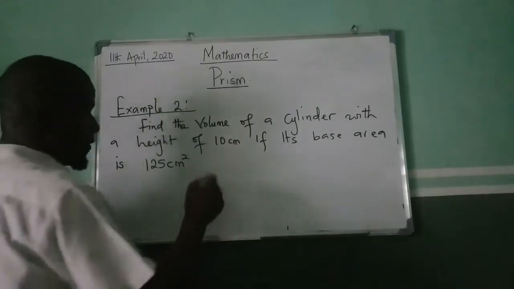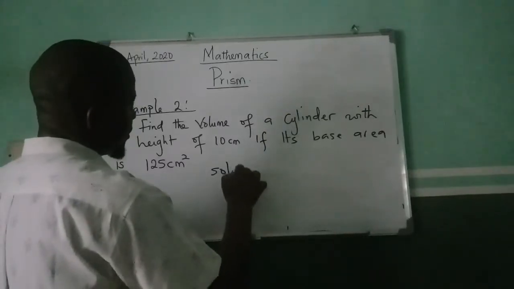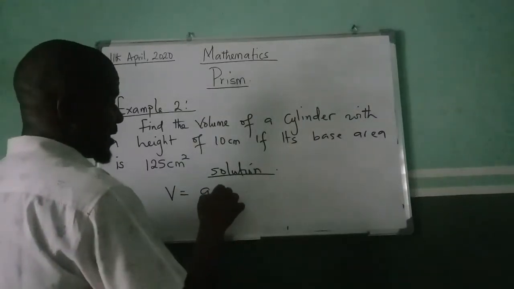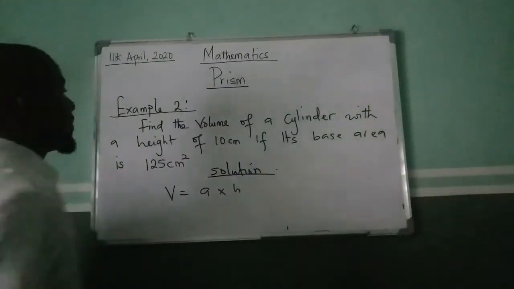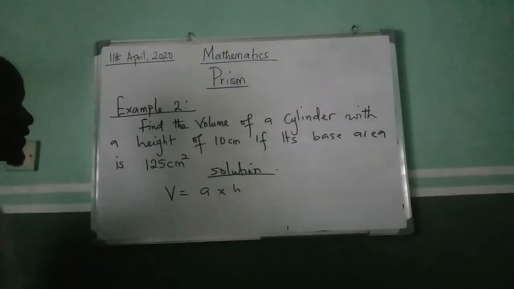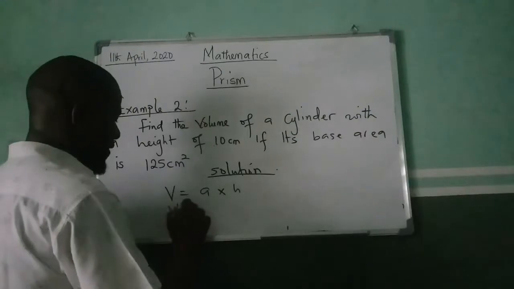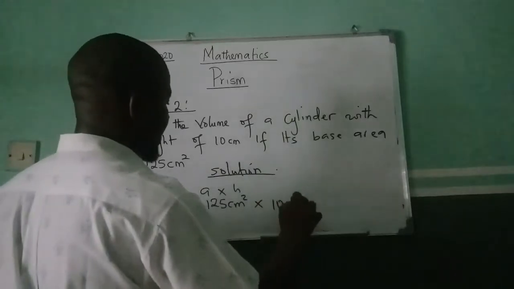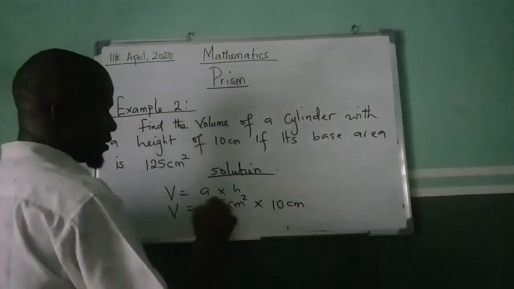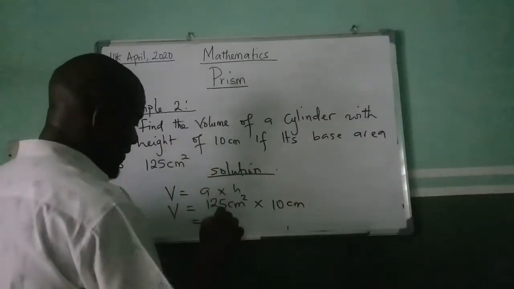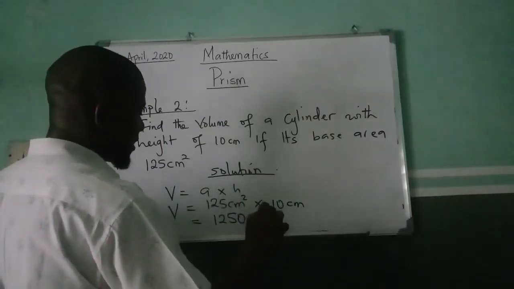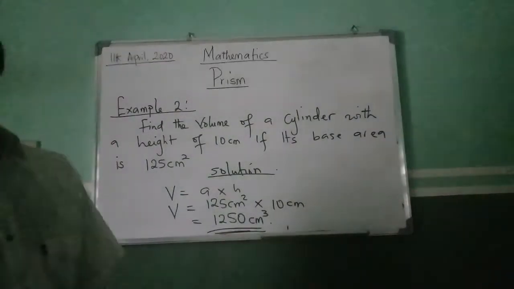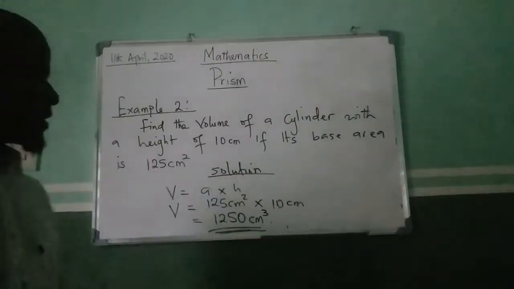So to find my volume here, we said the solution to this problem, my volume is, like I said, area multiplied by height. This is what we can apply in determining the value of the volume of this cylinder. So at the end of the long run, you have V to be equal to what? 125 centimeters squared multiplied by 10 centimeters. And this will give me what? Multiply this through, you have 1250 centimeters cubed. This is how you obtain the value for the volume of this cylinder.